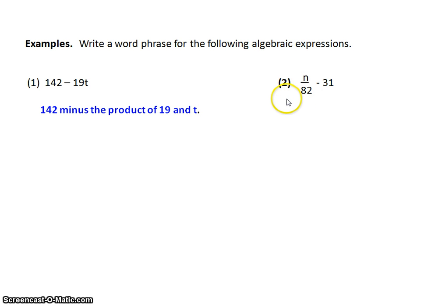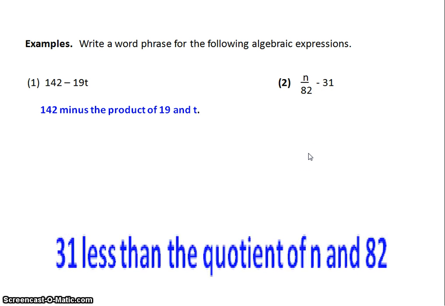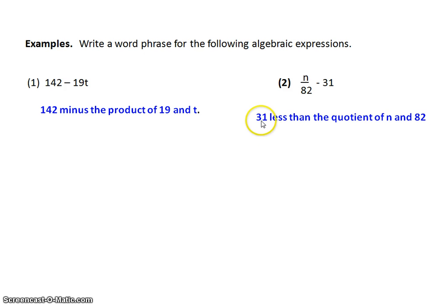In example 2, let's first look for some math operations. The first operation that I see is the division, this fraction bar. I also see this subtraction sign. So we can use some phrases that would indicate division, also what would indicate subtraction. One example is 31 less than the quotient of n and 82.